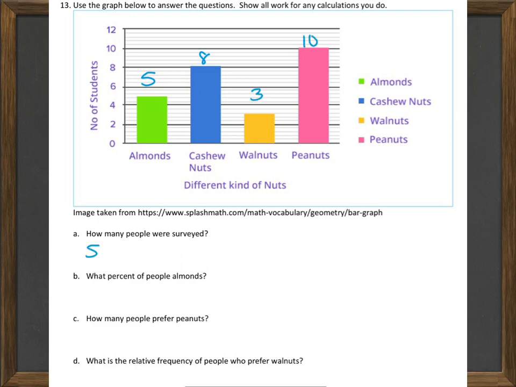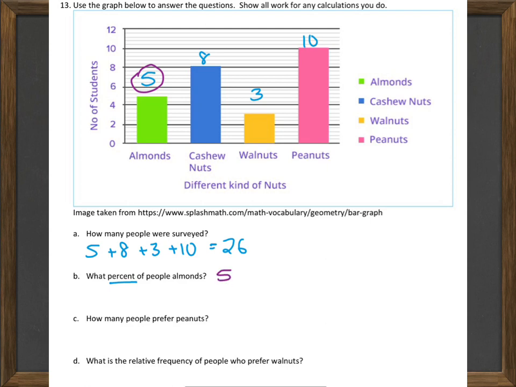So to get the total number of people surveyed, all we have to do is add those 4 values. So when we add those up, we get 26. So 26 people are represented in the survey. Then it says what percent of people like almonds. Well, we know that the number of people who like almonds is 5.